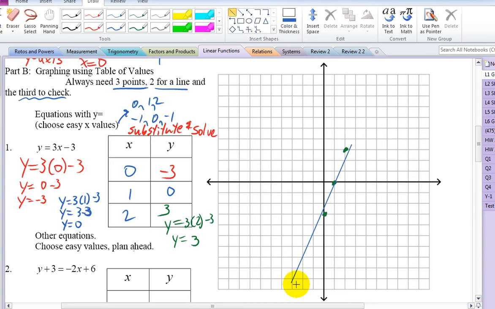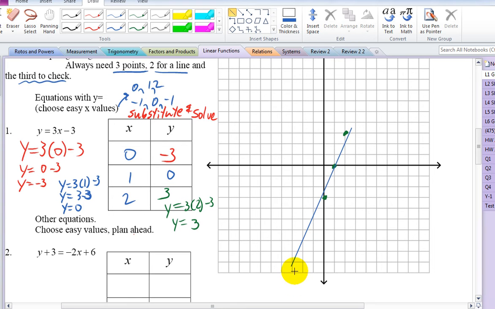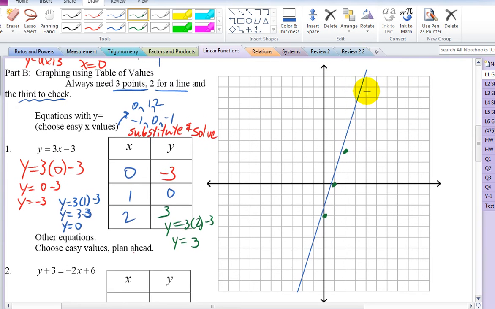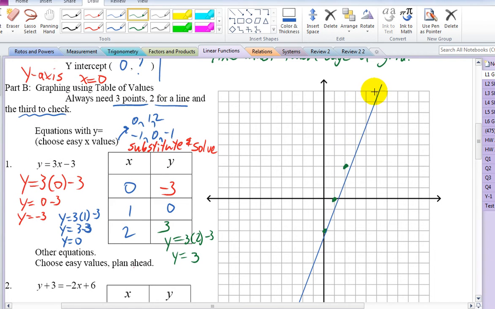So 2, 3. I knew I was wrong because I didn't have 3 points on the line. So keep that in mind. If you don't have 3 points in a line, you might have done something wrong. Now for your line, use a ruler. Go through your points, make it long. It should go from one side of the grid to the other.